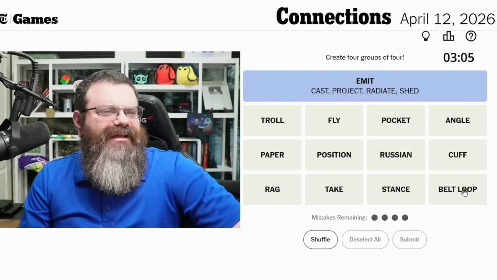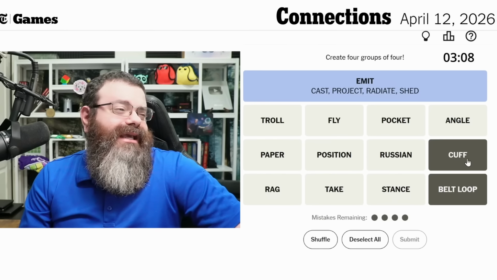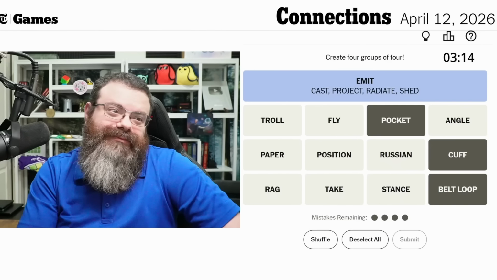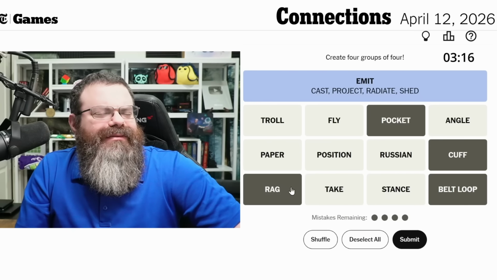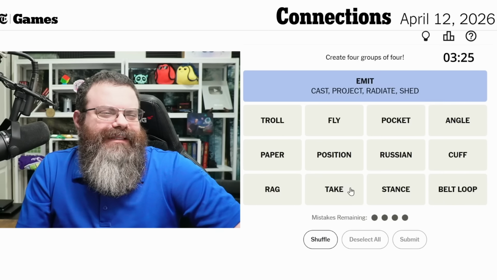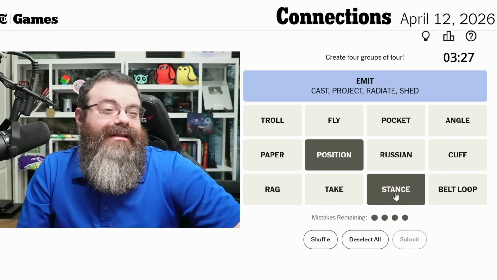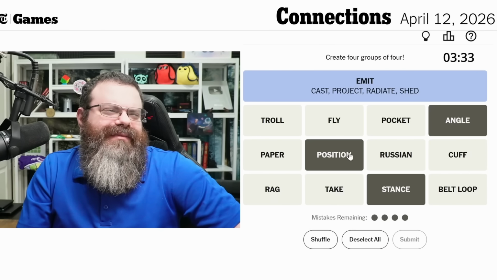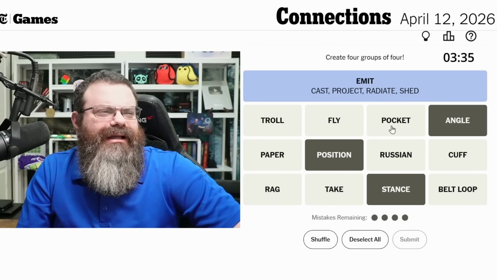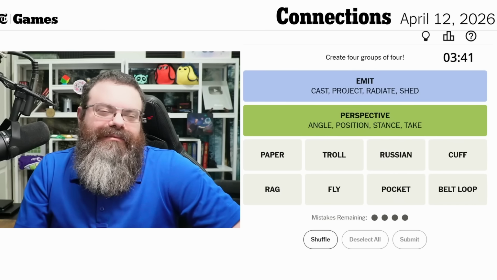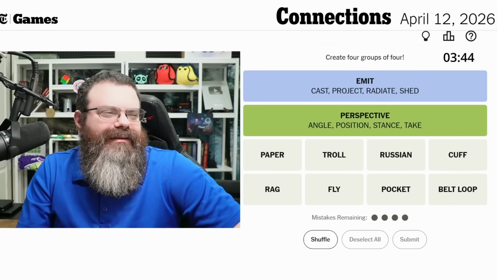Belt loop. Maybe belt loop and cuff are somehow related. Pocket somehow related to suits. But rag. I don't know. I don't really like this. It doesn't seem right, but maybe. Let's see, take, stance. Position and stance are synonyms. Maybe your angle? Your stance on something, your position on something, your angle on something. Like, what's your angle? What's the other one? Your take. Okay, this is probably yellow. It's green. Okay, perspective.